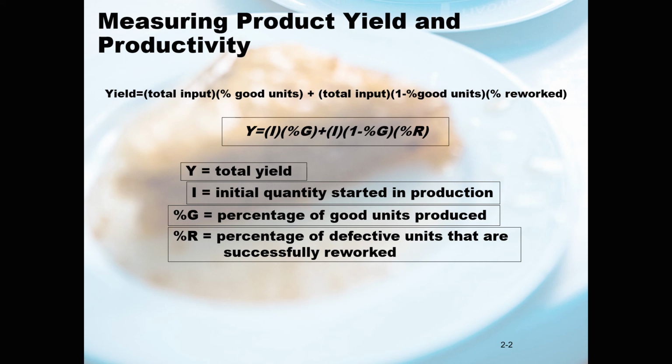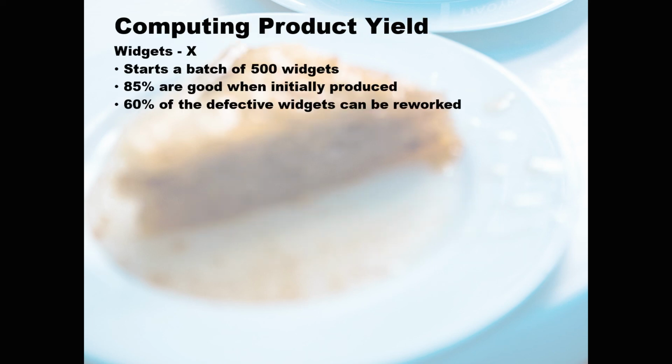quality specifications. Widget X produces widgets, obviously, and we start with a batch of 500 widgets. On the initial run, 85% of the widgets come out and they meet quality specifications. Of the remaining 15% that do not meet quality specifications out of the initial run, 60% of those can be reworked.